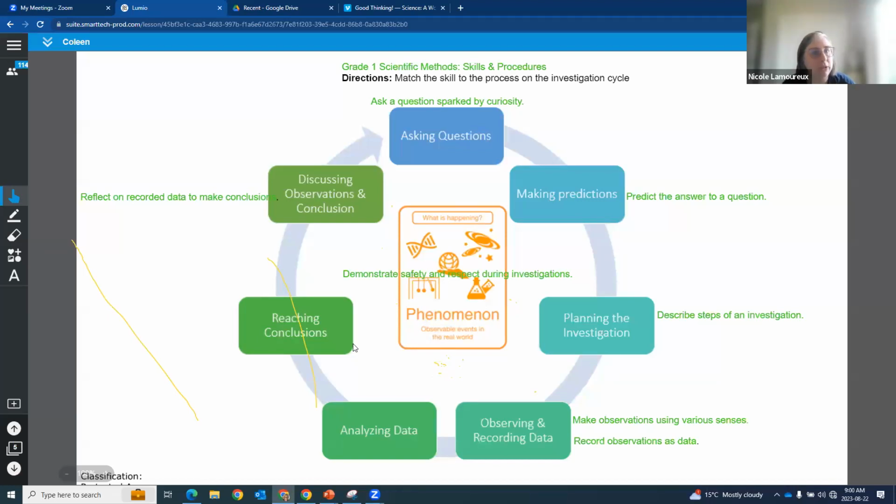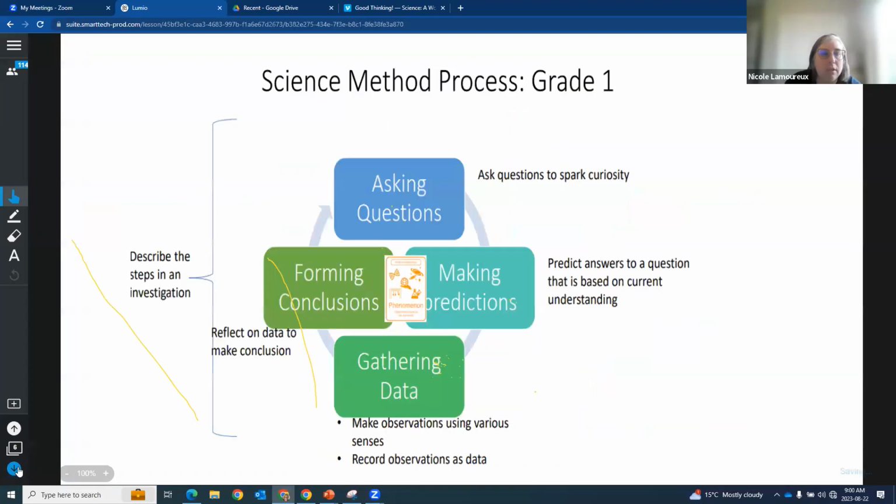So it is going to stop you. Okay, so if you see on the next screen, it says grade 1, and I've just narrowed it down here. So I took out everything else. Obviously, predict and answer goes with making predictions, right? But making observations and recording observations goes under gathering data. Reflect on data to make conclusions is forming conclusions, okay? And they're describing the steps.